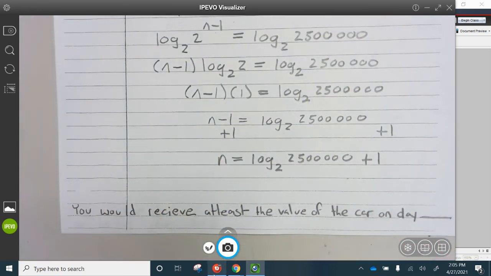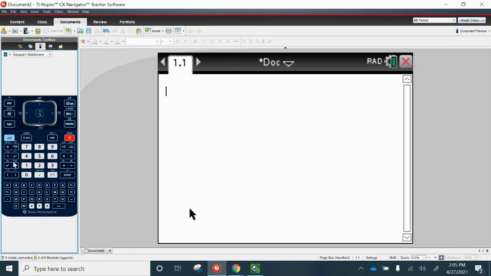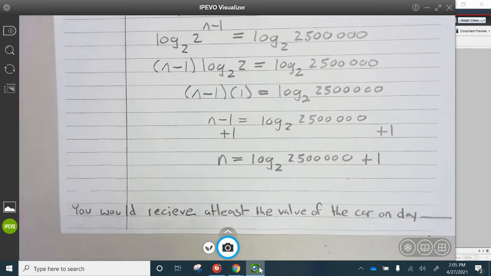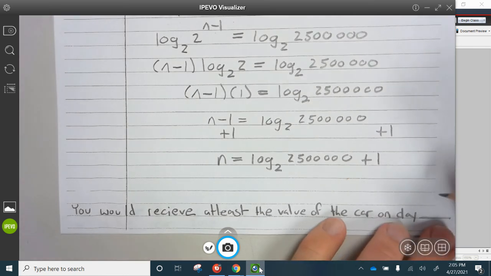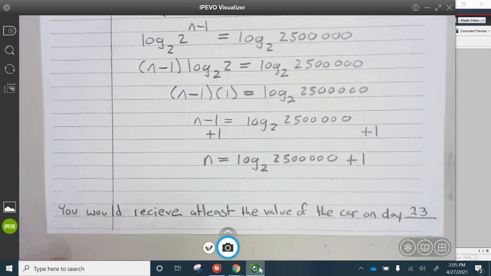All right, so let's plug that into our calculator. So control log base 2 of 2,500,000 plus 1. So that comes out to 22.25. Now, we need to round up to 23. So you would receive at least the value of the car on the 23rd day. All right, go ahead and finish up question 15.